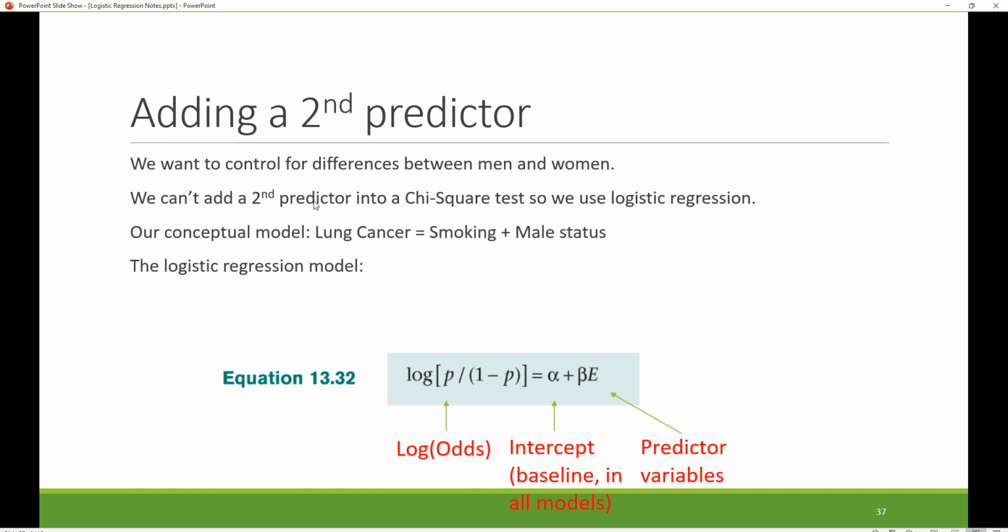We can't add a second predictor into a chi-square test, so we use logistic regression. Our conceptual model is that lung cancer equals smoking plus male status. The logistic regression model is seen below. On the left side of the equal sign, we see the log odds. This symbol, the Greek letter alpha, which looks like an A, represents our intercept, which is the baseline in all models. And the beta, or the B, represents our predictor values.